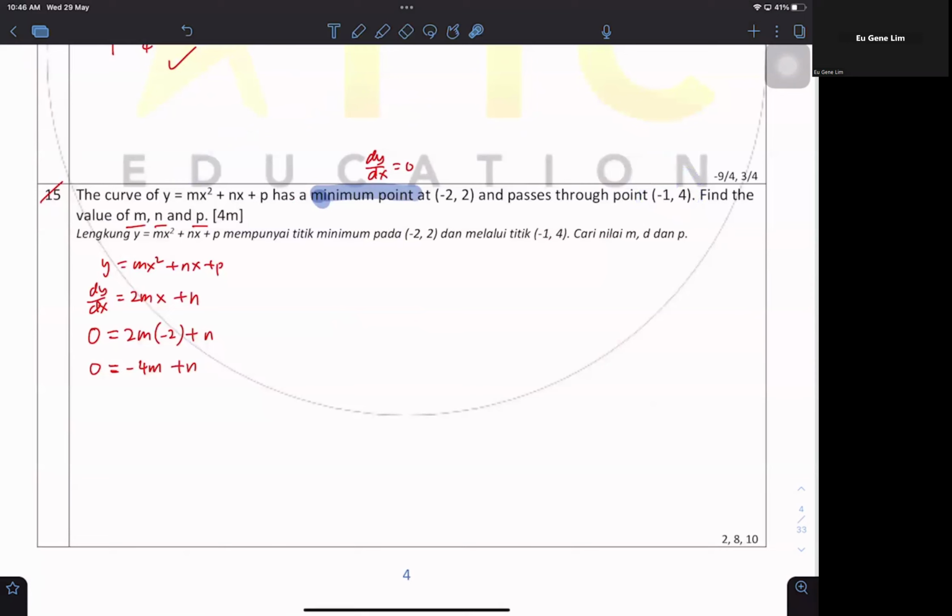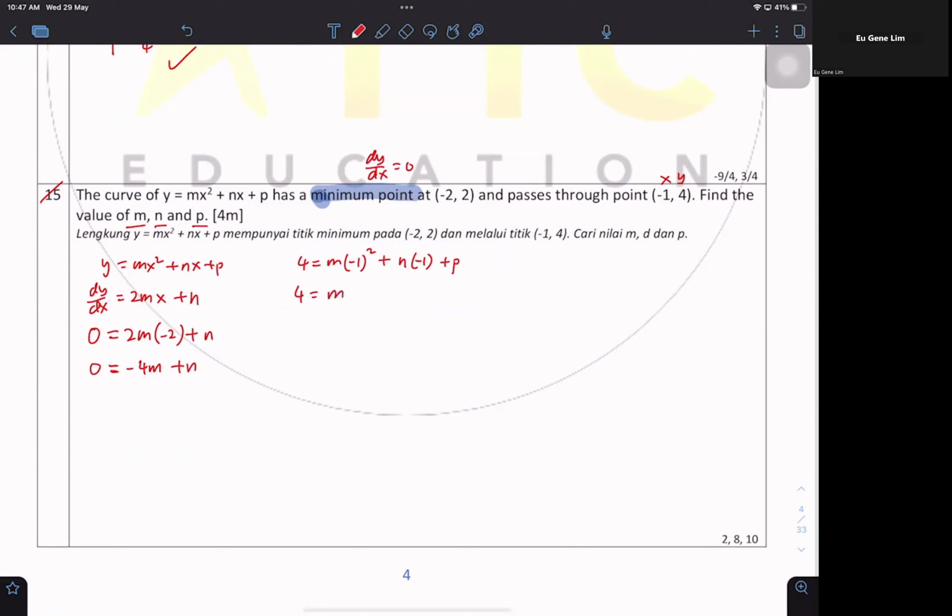So which one should we use? Should we sub this point into the original, or this point? Okay, let's try. But I think you need to do both. But never mind. Since you say this one, we do this one. x and y, right? So the y is 4, then the x is -1. We try first.